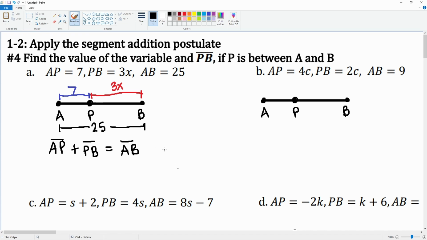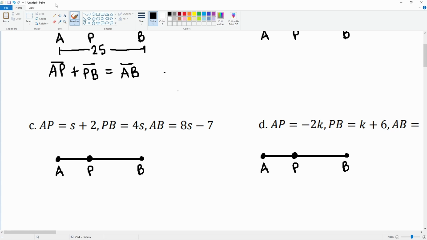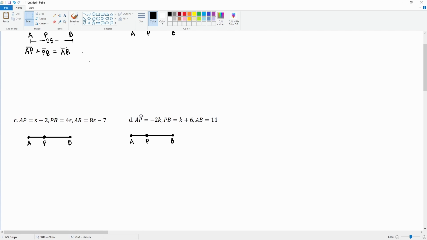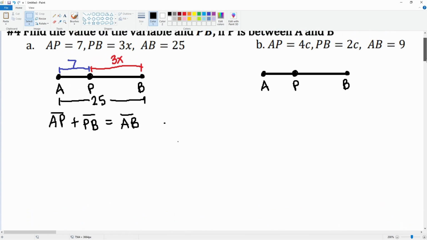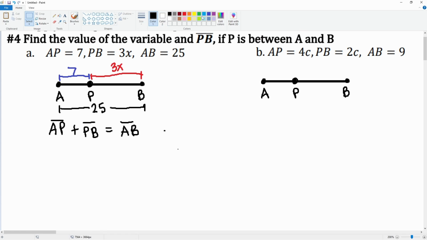Let me just move everything down so we can see it much better. Just going to move this down. Now let's substitute the values in. Line segment AP was 7. Line segment PB is 3x. And that equals the total, which is 25. This is 3x. Okay. We can now solve for x.